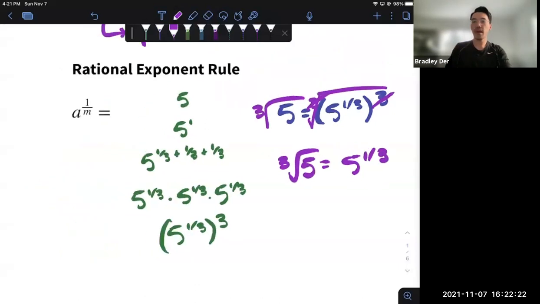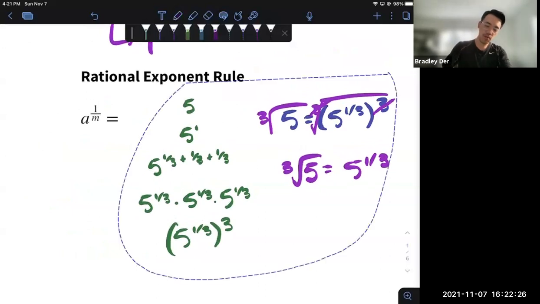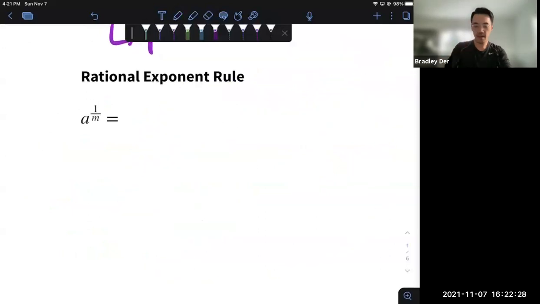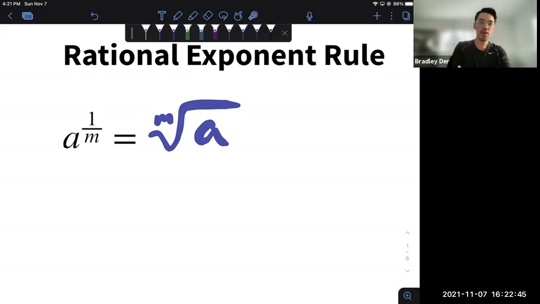I hope you're picking up the pattern that's going on here. We could do this again. We could do it with 4ths and 5ths and all this and that. But really, if you have a base to a fraction, specifically 1 over some number, that number is informing you of the index of the root on that base. So if I have a to the 1 over m, that is equal to the mth root of a.